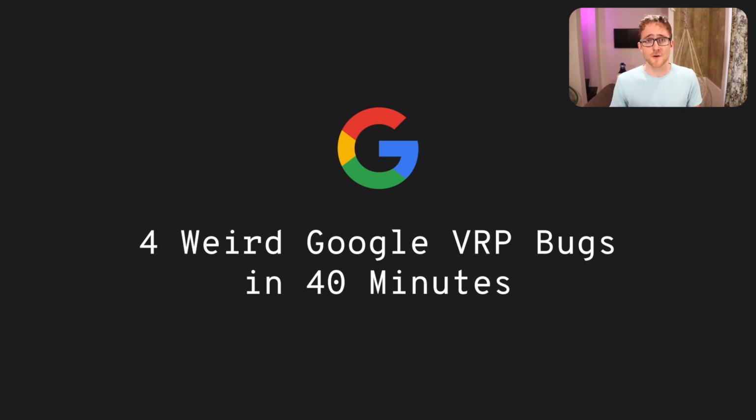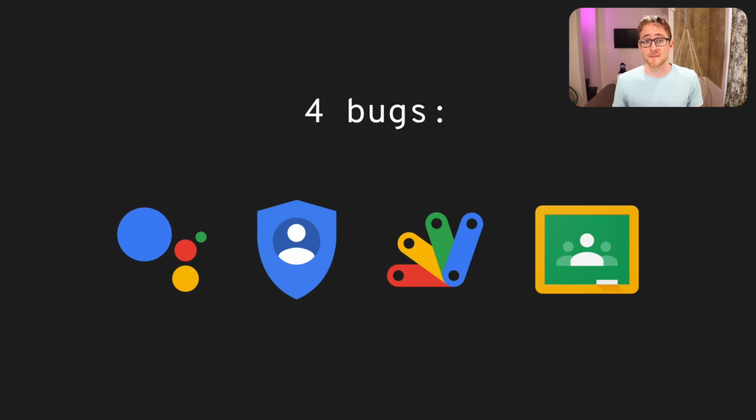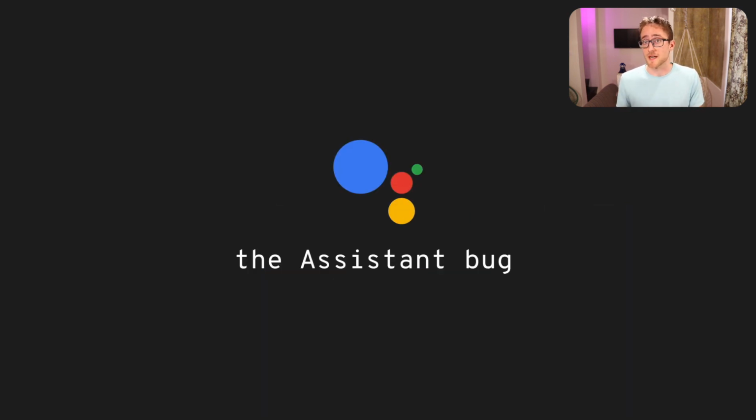This is 4 weird Google VRP bugs in 40 minutes by me, David Schütz. You might know me as xDavidWho online. So, let's get started. We are going to talk about 4 bugs today in 4 different Google products. The first one will be in Google Assistant, then Sign in with Google, then Google Script, and the final one will be Google Classroom. So let's get started with the Google Assistant bug.